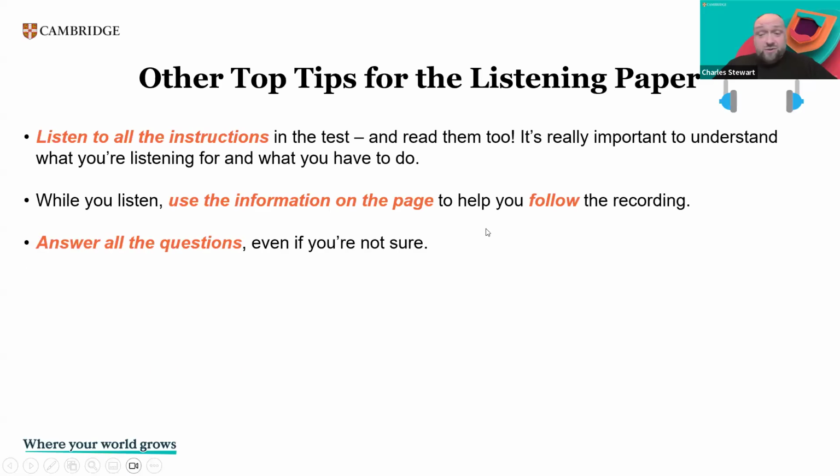Guess if you don't know the answer. Never leave anything blank. Even if you're not sure, guess. As you're listening and you're not sure, put a question mark. As you're listening and you think it's A or C on the test paper, write AC question mark. And then as you're transferring your answers, guess if you still do not know.